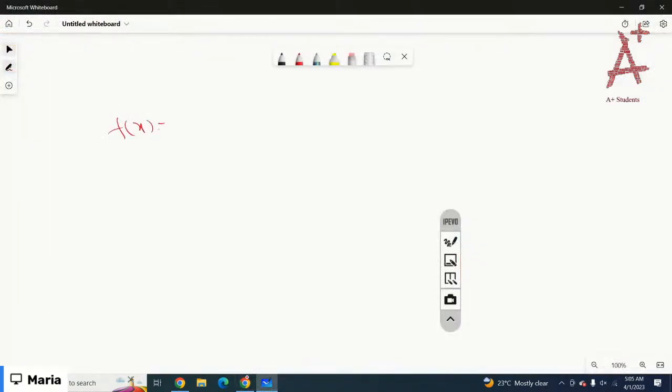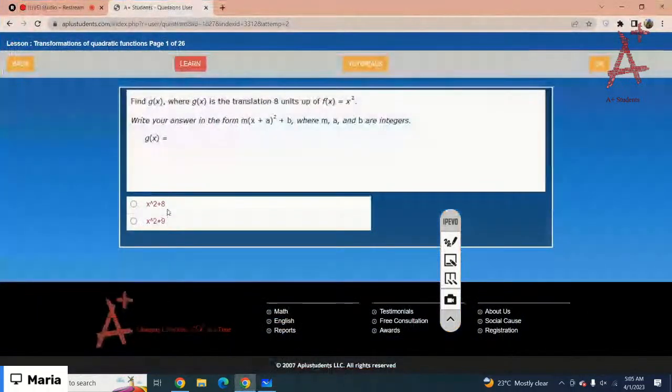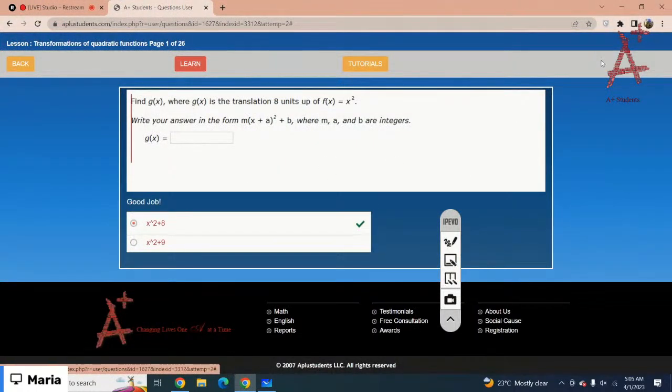It would be f of x equals x squared plus 8. Got it? For the up translation, you always have to add. So it would be f of x equals x squared plus 8. Got it? So option number 1 is the correct option. Just select the correct option, then click on the OK button.